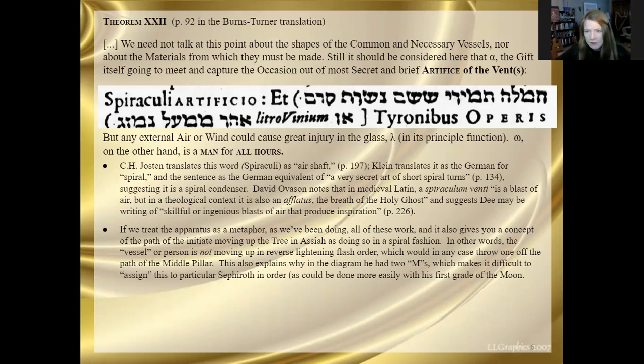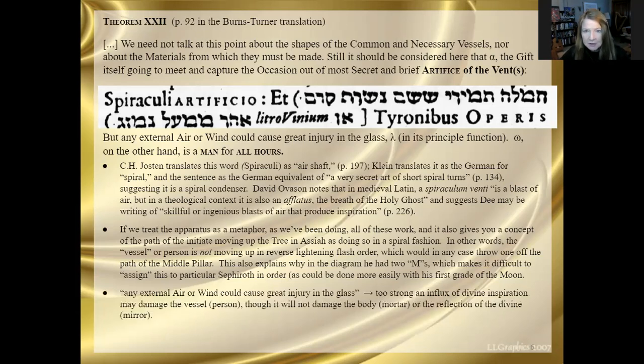But if they were, zooming over here to a Sephira and over here to another one, they wouldn't obviously be going up the middle pillar. It also explains why in that diagram that Dee had two M's, which makes it difficult to attribute exactly which Sephira he's talking about and which direction, and so on. Those of you who are into sacred geometry and like phi spirals, you can have all kinds of fun with this. I would do so now, except it would take us a little far afield from these letters, which is what I want to get to here. In this last part, Dee writes, any external air or wind could cause great injury in the glass.